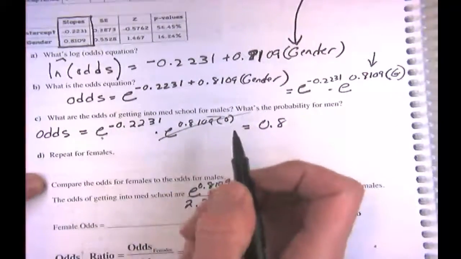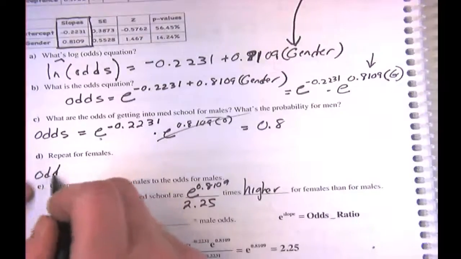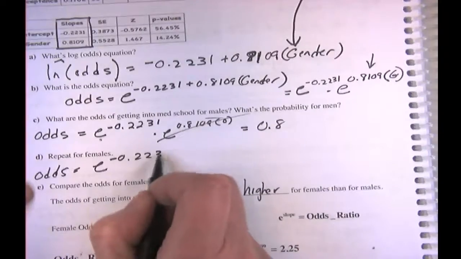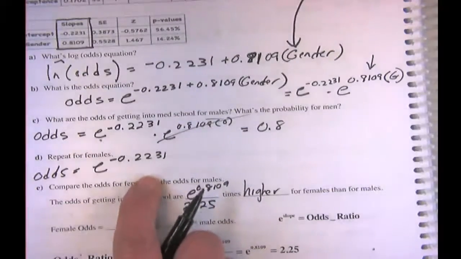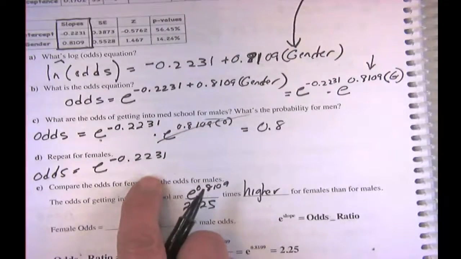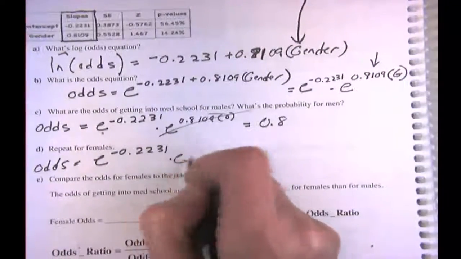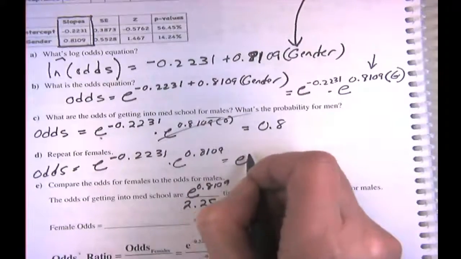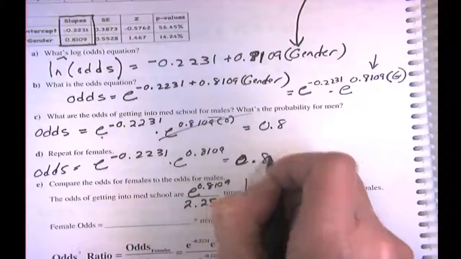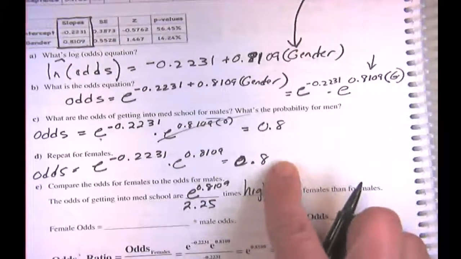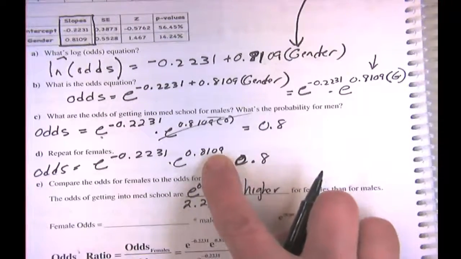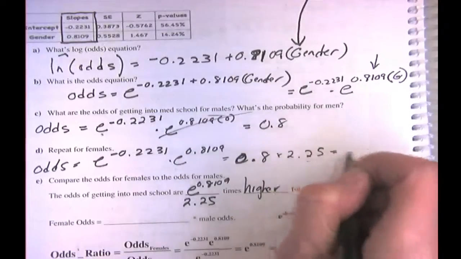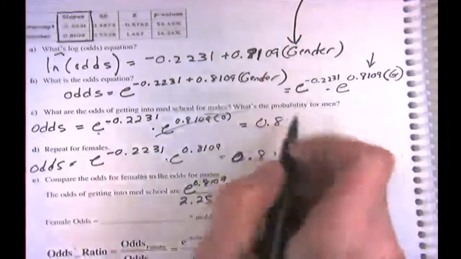And if you do the same thing for women, what do you get? The odds for females is just going to be, this part's exactly the same, right? And then you're going to multiply by e to the slope, which is the same thing as 0.8 times what? e to the 0.8109 is times 2.25, and that's 1.8. Okay?